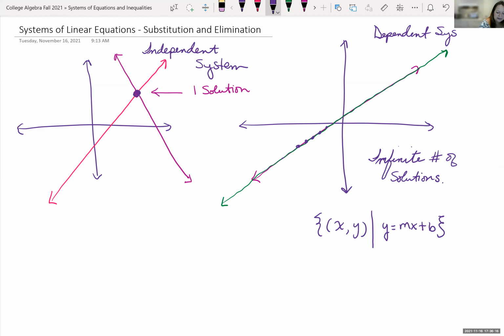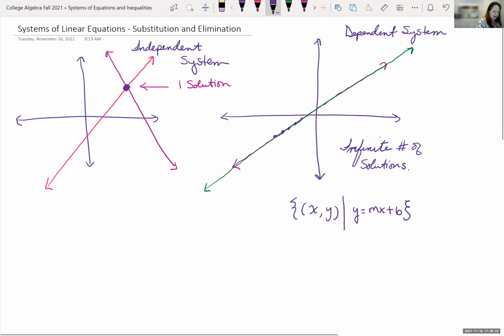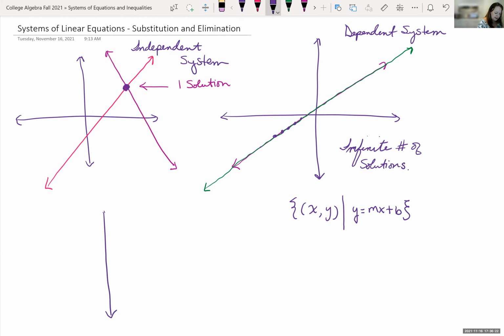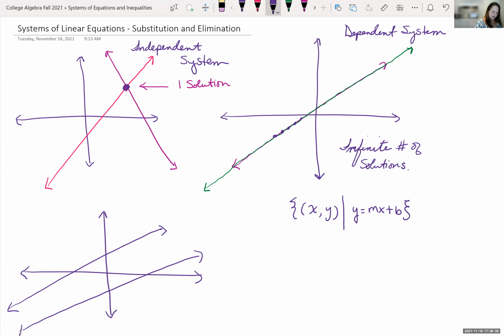And then the last system has no solution. So what's happening is we have parallel lines, but different y-intercepts. And so if we graph parallel lines with different y-intercepts, notice that those are never going to intersect each other. And so there's going to be no solution. And this is called an inconsistent system.